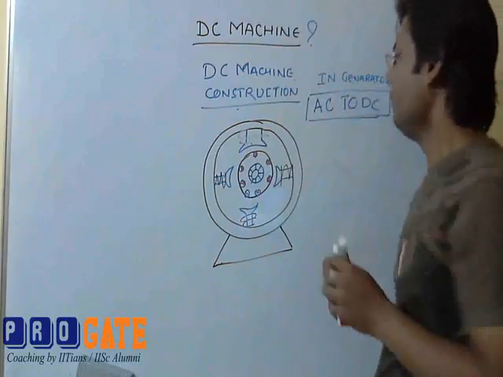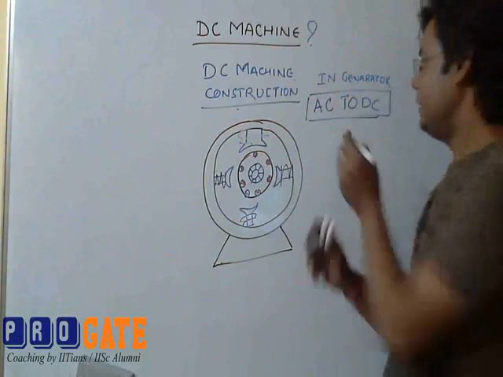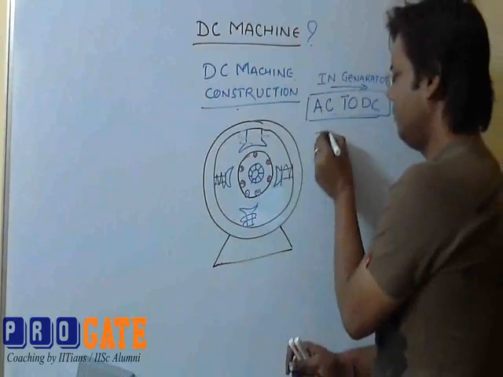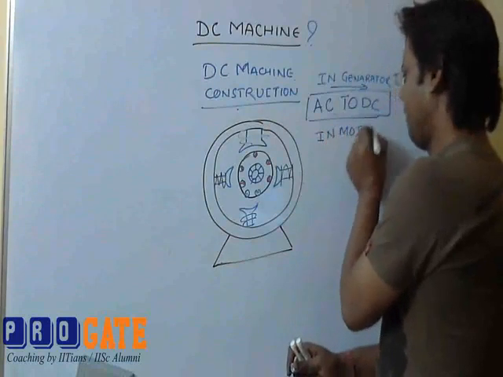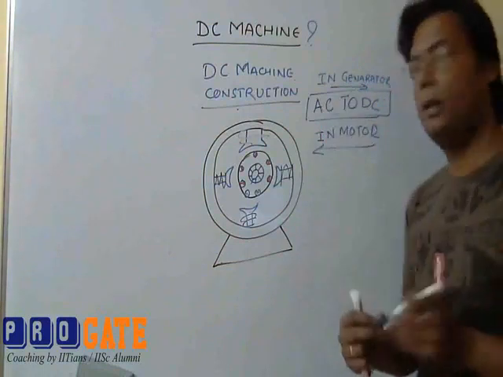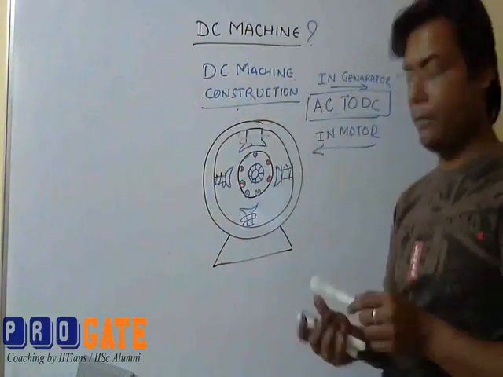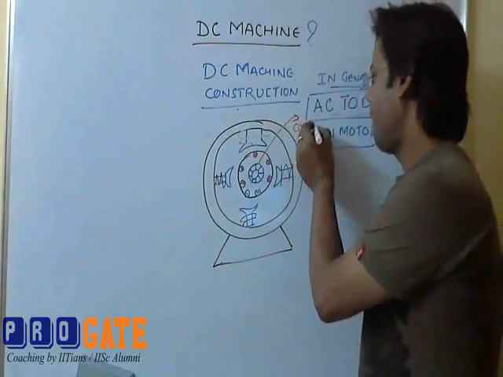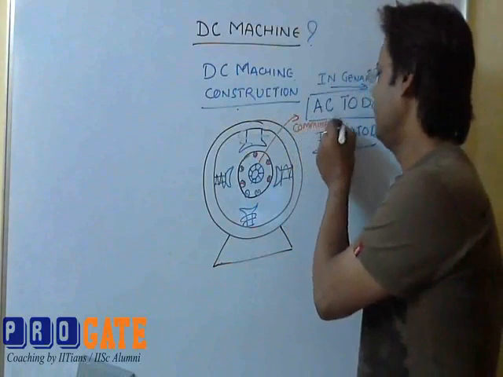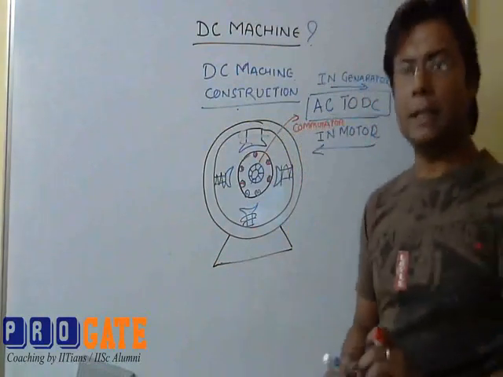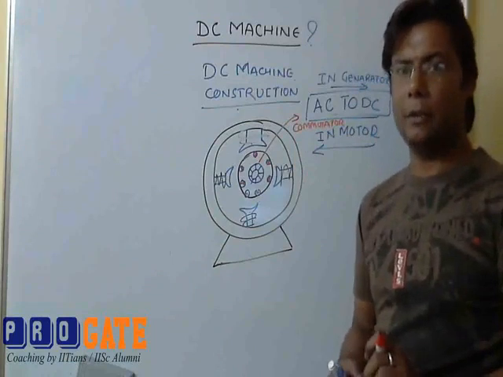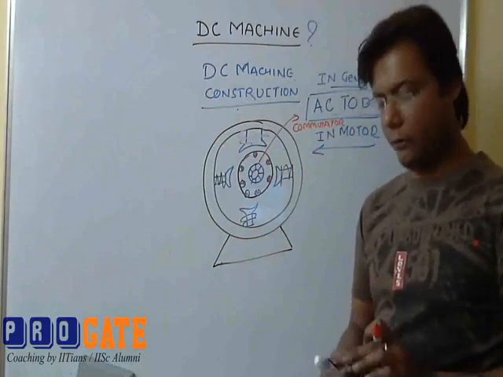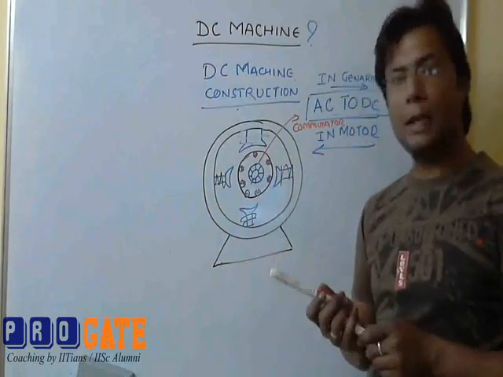In a generator particularly, it does the work from AC to DC, and in motors it works from DC to AC. This is called a commutator, which is an important part. We will be discussing what exactly the commutator is and what its purpose is. But just from the construction's point of view, I'm telling you that this is called the commutator.